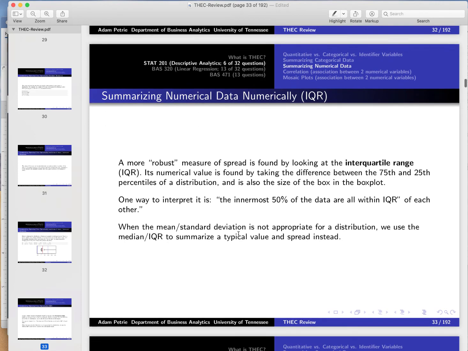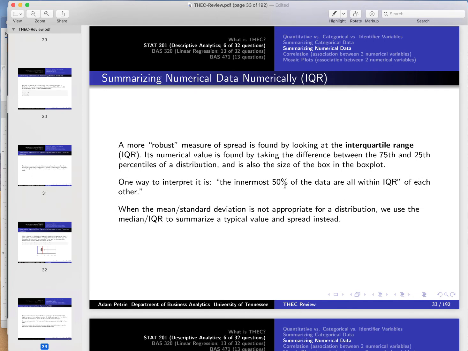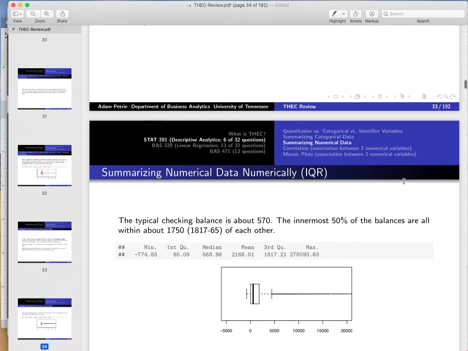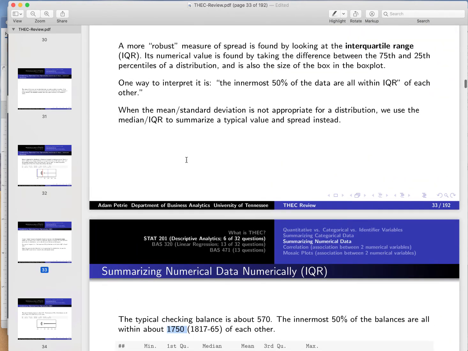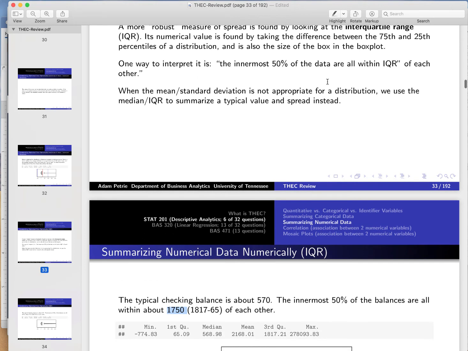So one way I like thinking of it is saying that the innermost 50% of the data, basically the 50% of the data points that are closest to the peak, are all within the IQR of each other. So the numerical value of the IQR for these account balances, subtracting the 75th percentile and the 25th percentile, works out to be $1,750. What we can say is that the innermost 50% of account balances are all within $1,750 of each other. That gives us a much fairer impression of how closely values are clustered together in the dataset than that standard deviation.